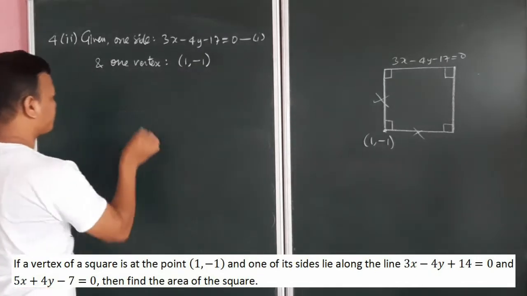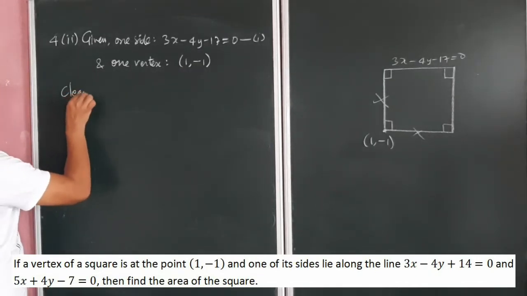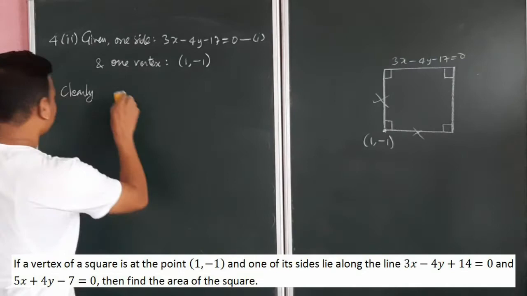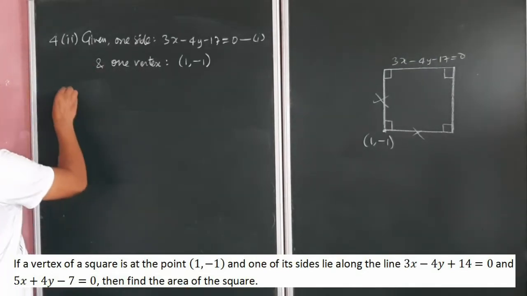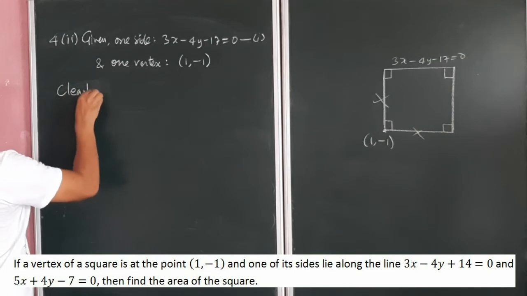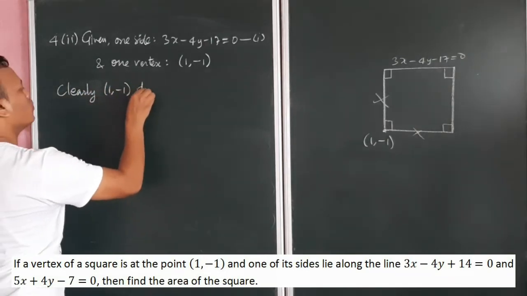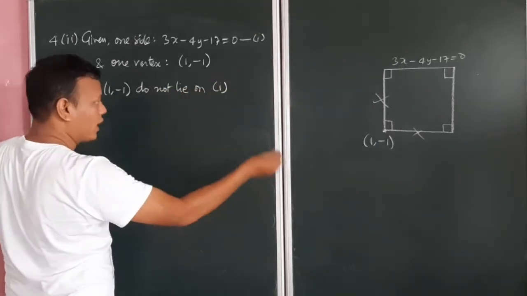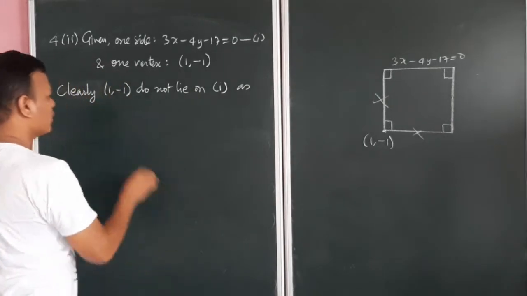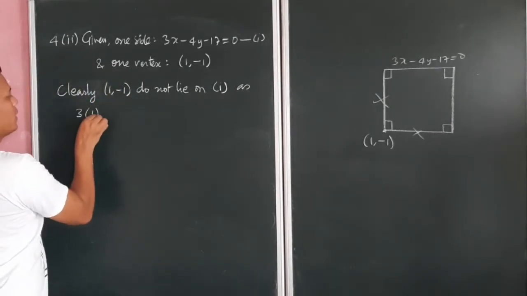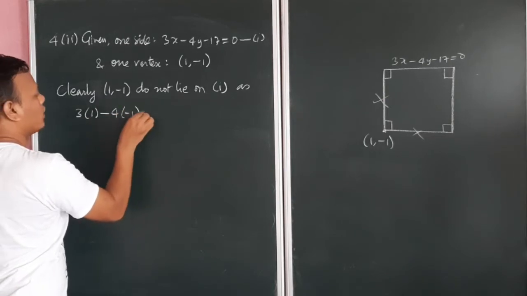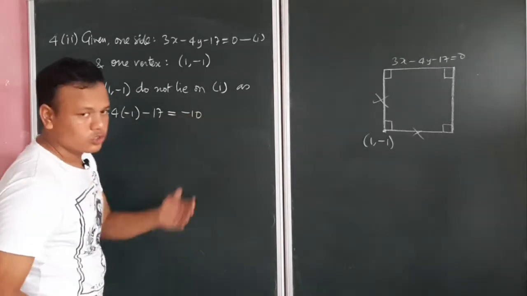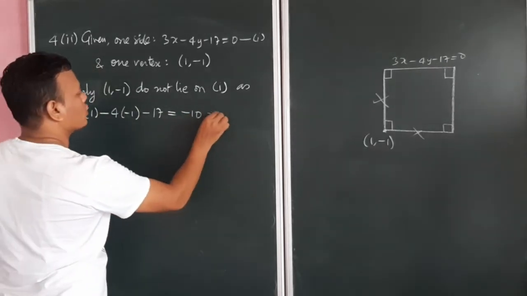Okay, so clearly we showed that, or let me write clearly only. So we have clearly 1 comma minus 1 does not lie on 1. Why? As we see that 3 into 1 minus 4 into minus 1 minus 17 turns out to be how much? It turns out to be minus 10. Just now I showed you that this turns out to be minus 10, which is not equal to 0.